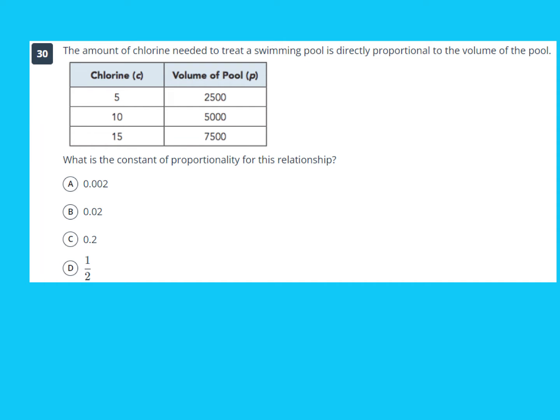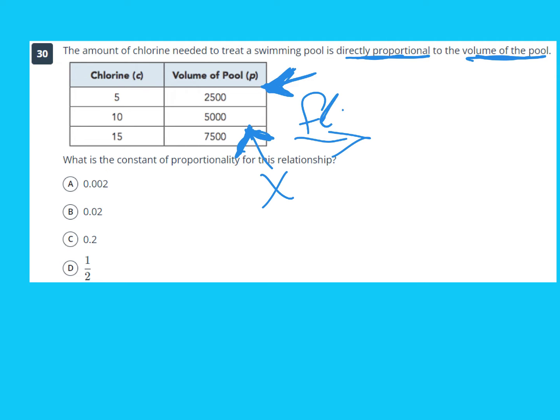Okay, so we still know that we are using our XY chart, but we have to be careful here because this says that our chart is directly proportional to the volume of the pool. And they have not set this up the way that we want it to if it's proportional to the volume of the pool. Because remember, if it's proportional to something, that means we want this to be our X, and it's therefore on the wrong side. This needs to be our X. So we're going to flip it around.